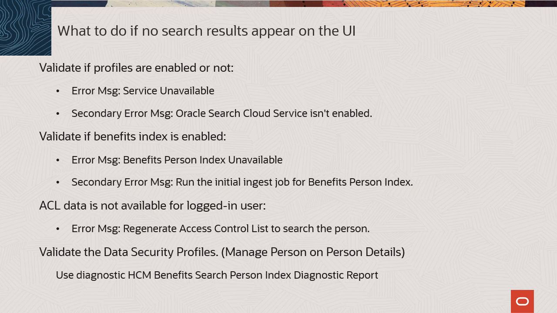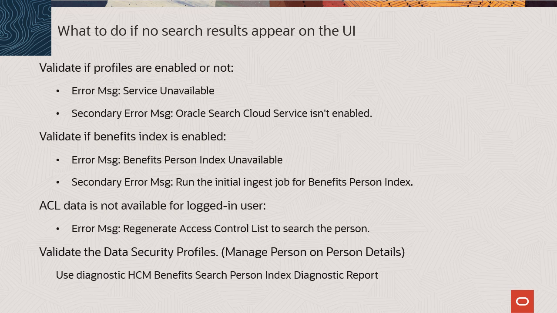Now let's review what to do if no search results appear on the user interface. If you see the message of service unavailable or Oracle Search Cloud services isn't available, then verify that your profiles have been enabled. If you see the message Benefits Person Index unavailable, or run the initial ingest job for Benefits Person Index, then validate that your Benefits Index is enabled.